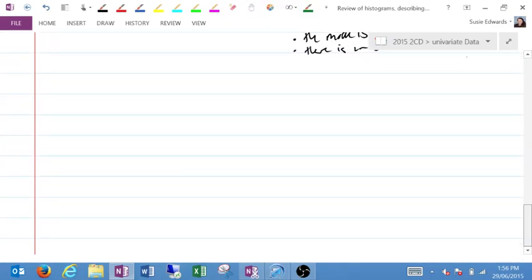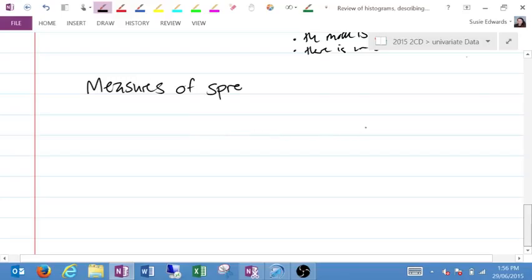Box and whisker plot. So this is about measures of spread. And we're going to continue with measures of spread next lesson with standard deviation. All right, so measures of spread. How spread out is the data? What's the first type of measure of spread which is really easy to think of? Range. So the first measure of spread is called range.